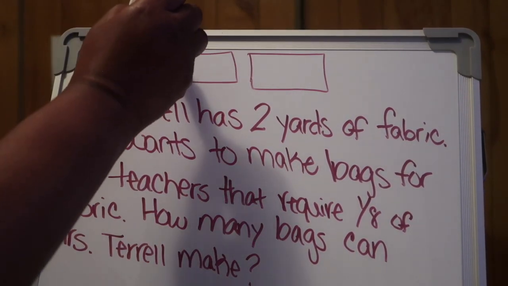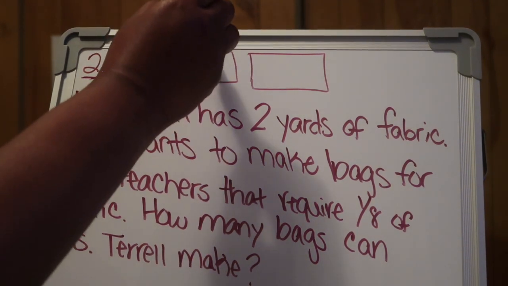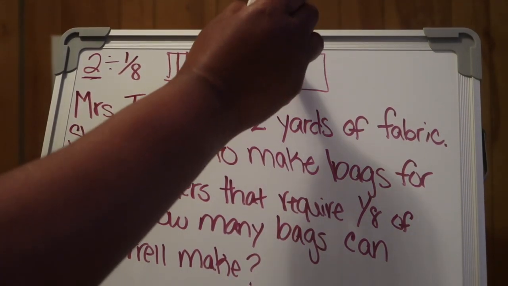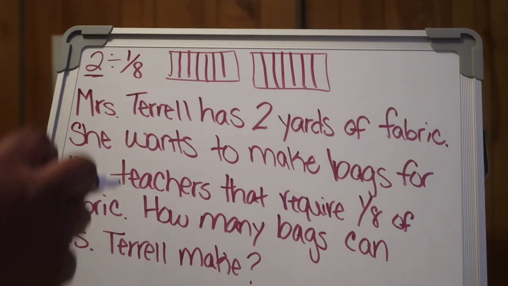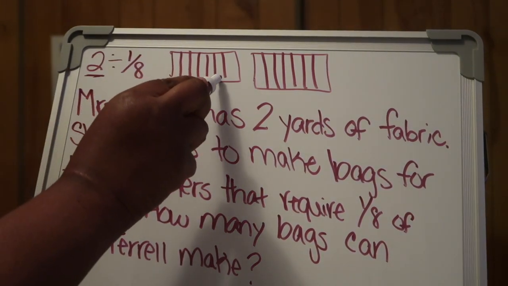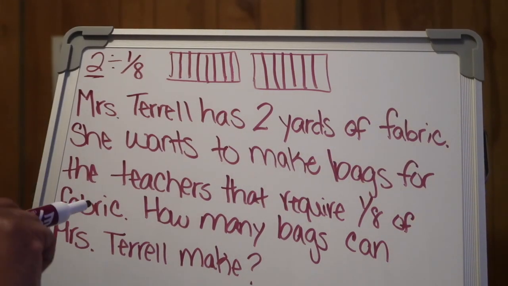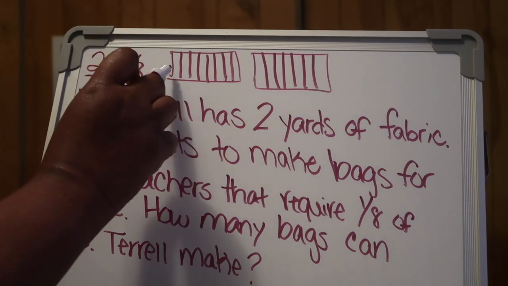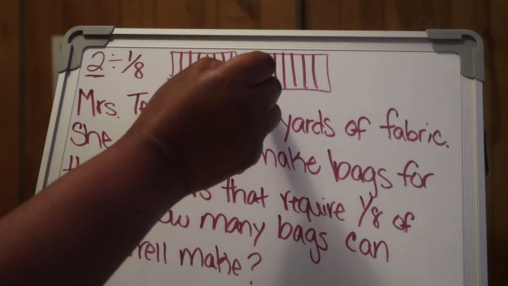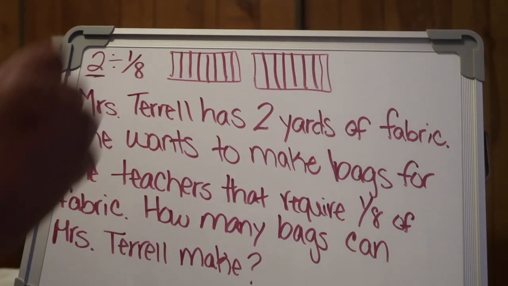So we're going to divide our rectangles into eighths. 1, 2, 3, 4, 5, 6, 7, 8. Let's count. 1, 2, 3, 4, 5, 6, 7. Uh-oh. See, that's why we always check. See, teachers make mistakes too. 1, 2, 3, 4, 5, 6, 7, 8.